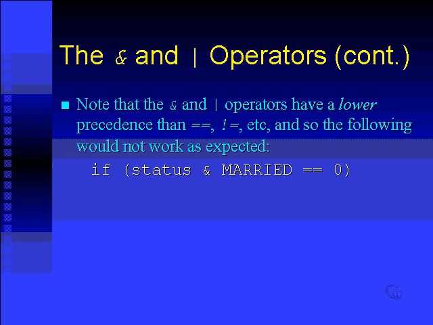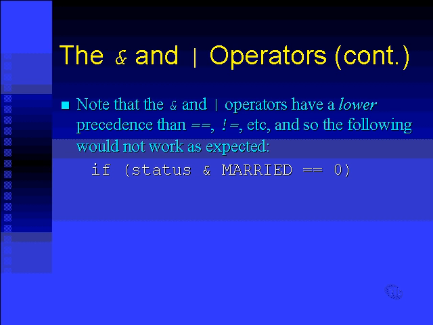If status and married equals 0. Now, how you might personally read that is you might say, well, I'm just going to test to see whether they're not married. And that is exactly what the person who wrote the code probably intended. However, that's not how it's going to work. Equals has a higher precedence than ampersand or. So the very first thing that's going to happen on that line is the equals will be evaluated.